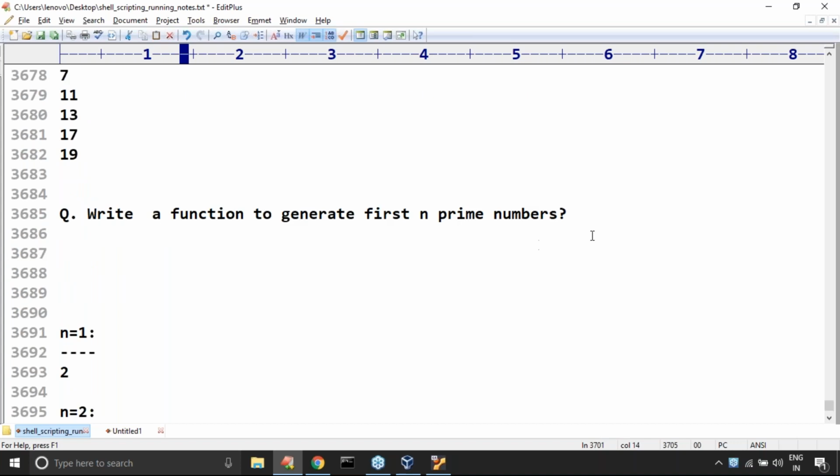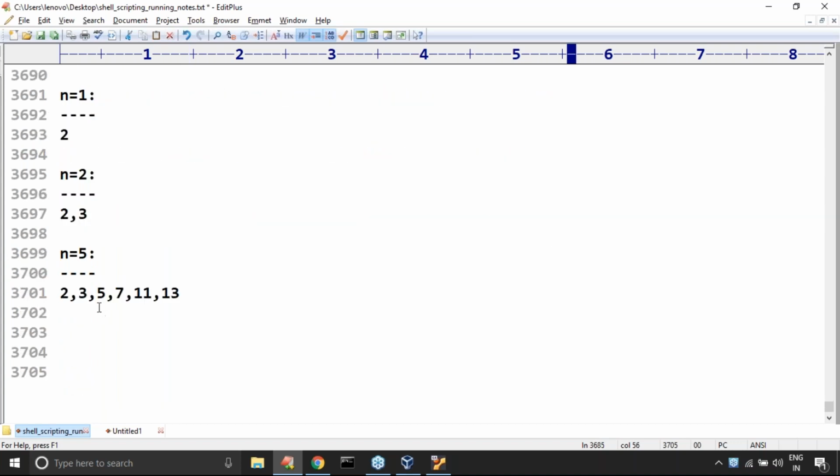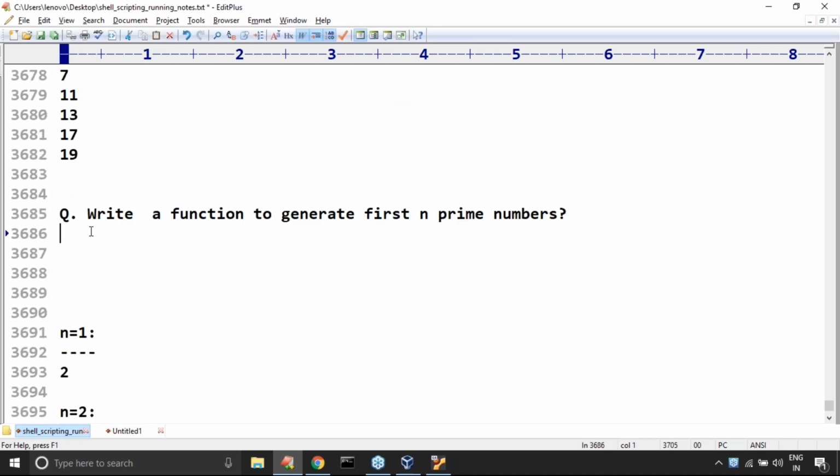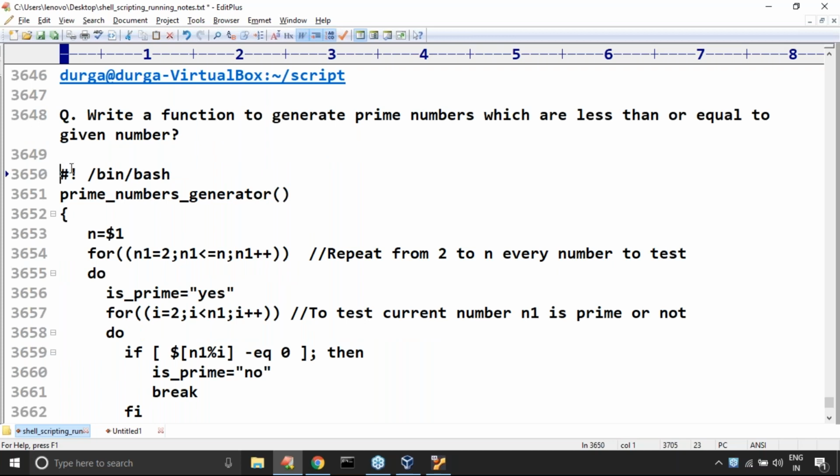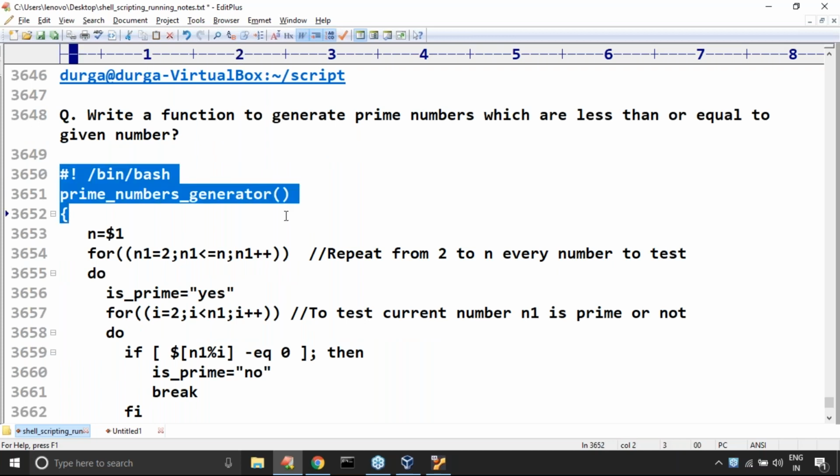This is my requirement, right? How can we write the logic? Up to 11, the first 5 prime numbers: 2, 3, 5, 7, 11. So how can we do the logic?